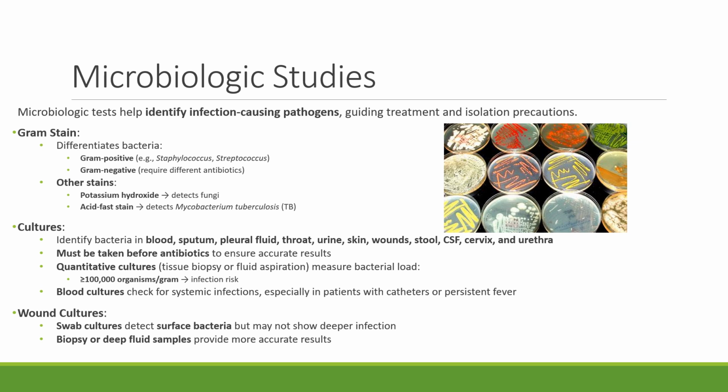Quantitative cultures, where tissue biopsy or fluid aspiration is collected, measure bacterial load. More than 100,000 organisms per gram indicate infection risk. Blood cultures check for systemic infections, especially in patients with catheters or persistent fevers. Wound cultures are collected through a swab culture, which detects surface bacteria but may not show deeper infection, or biopsy or deep fluid samples, which provide more accurate results.